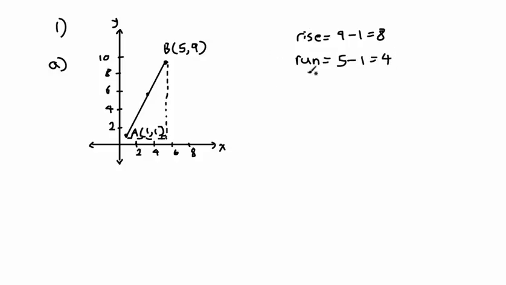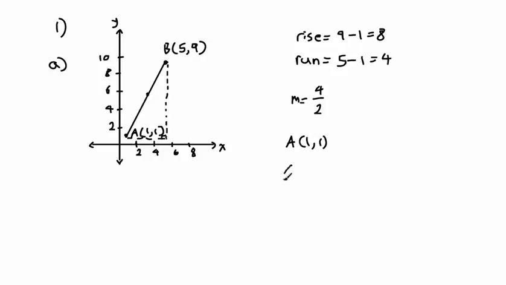Okay, so we know the rise and the run, and we know that the midpoint is half the length of this line segment. So that means we only need half the rise and half the run to get this midpoint. Okay, so half the rise is 4, and half the run is 2. So we know that the slope has to be 4 over 2. Well, the rise has to be 4, and this run has to be 2. Okay, and we also know one of the endpoints is 1, 1.